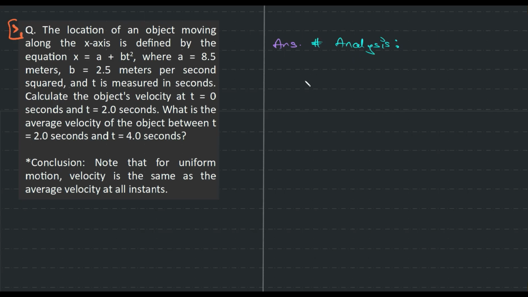So we have an object moving, right? The movement is defined along the x-axis, defined by the equation x is equal to a plus bt square, and a and b values are already given. So the position of the object varies as per this 2.5 t square. This is a function of time. Now they want us to calculate the object's velocity at t is equal to 0. How do we do this?